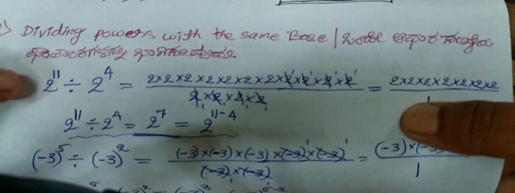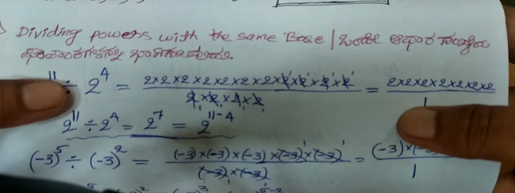2 to the power 11 divided by 2 to the power 4.